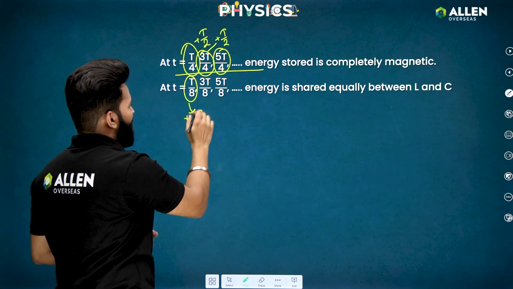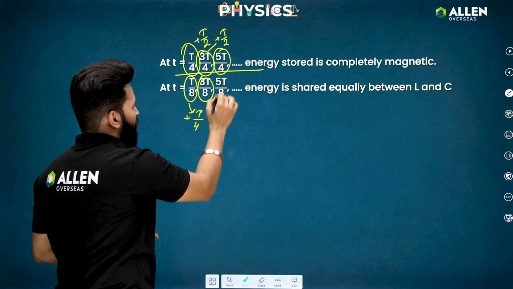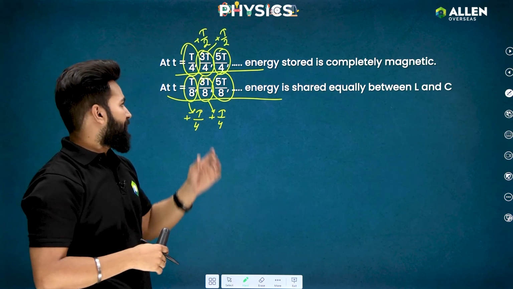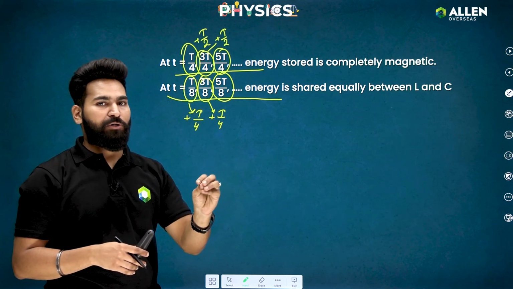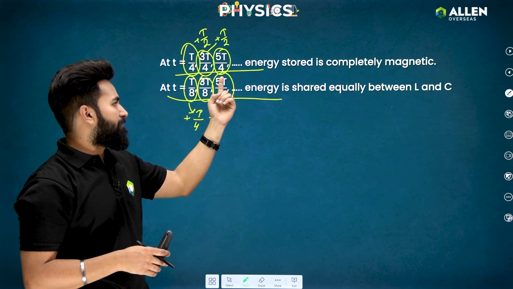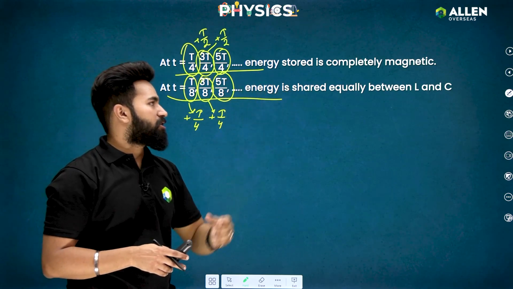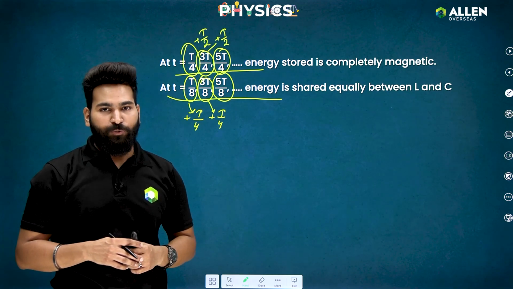So T by 8 plus T by 4, we got 3T by 8. Again add T by 4 to that, you get 5T by 8. So we got that if it is first shared at T by 8, which will always be the case if at T equal to 0 the energy was completely capacitive, then at T by 8, then 3T by 8, then 5T by 8 and so on, at regular intervals of T by 4, the energy will be shared equally between the inductor and the capacitor. So I hope you guys got it.